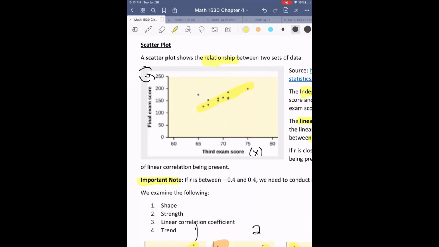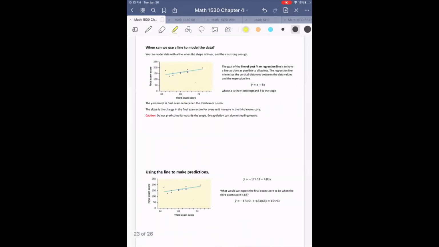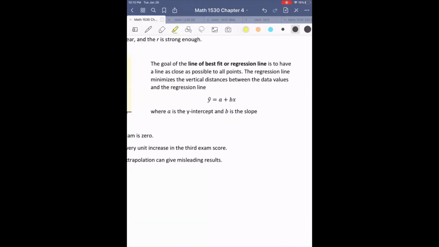Now the next question would be, what would that line be? How could we find it? The line that would approximate this relationship is called our line of best fit, or a regression line. The goal of the line of best fit or regression line is to have a line that is as close as possible to all points, so all points in your data set. The regression line minimizes the vertical distance between the data values and the regression line.